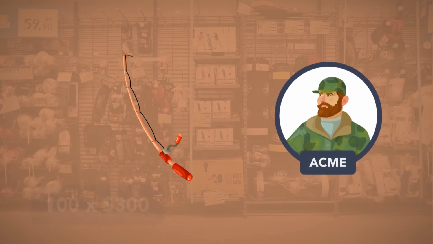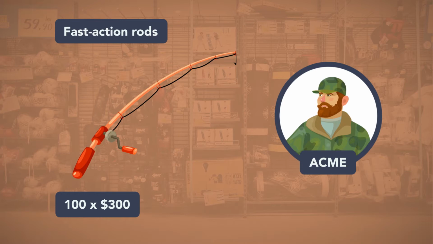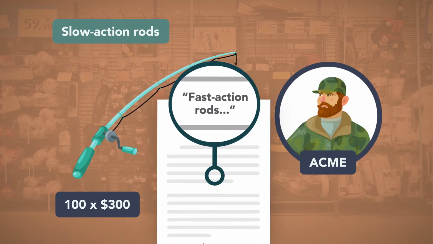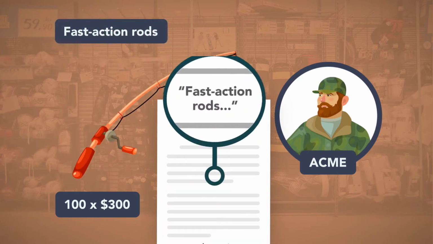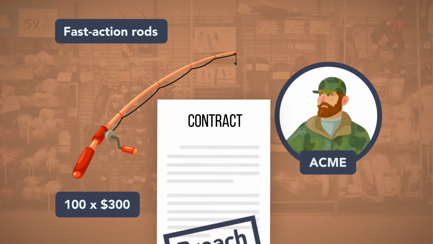For example, assume Acme Home Improvement sells lawn and sporting equipment. Acme orders 100 professional-grade long fishing poles for $300 each from Barnacle's Fishing Gear. Acme wanted fast-action rods, which bend at the top when the rod is pressured, but instead received low-action rods, where the rod bends more towards its base. A court finds that Acme properly specified the types of fishing rods it wanted, and that Barnacle is in breach for shipping non-conforming goods. Barnacle would be liable to Acme for damages.